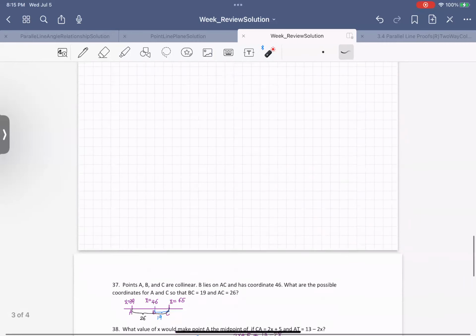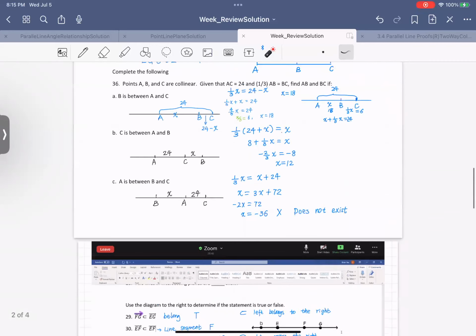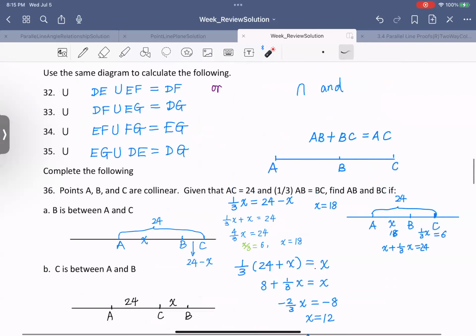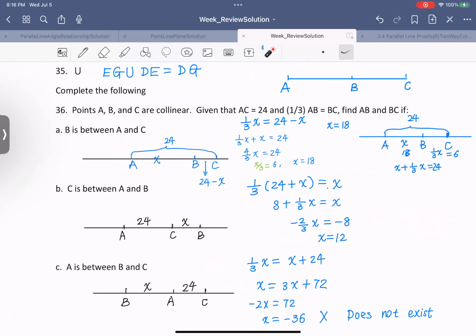Okay, let me do this. Look at this question. This is a tricky question because it has 3 different scenarios, A, B, C. They told you, I have 3 points, which are collinear. Collinear means they're on the same line. And you have AC, which is 24. And you have 1/3 of AB equals BC. And they ask you how long each part is.